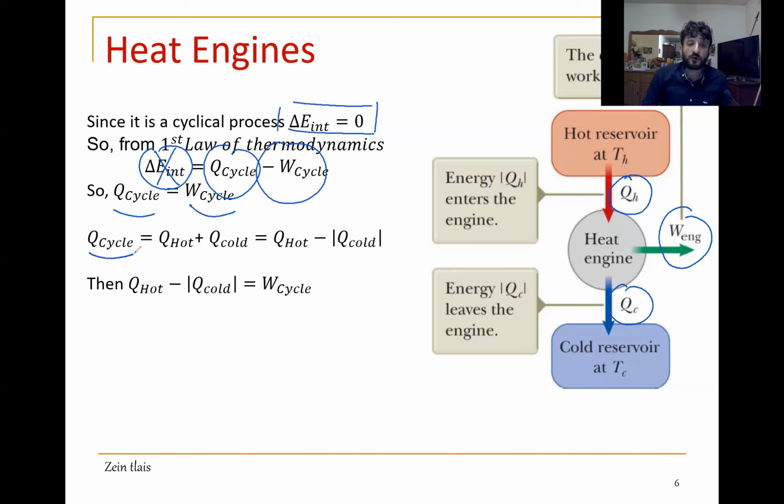Q of the cycle equals Q hot plus Q cold. As Q cold is a negative value, we write minus the absolute value. So Q hot equals omega of the cycle plus Q cold.